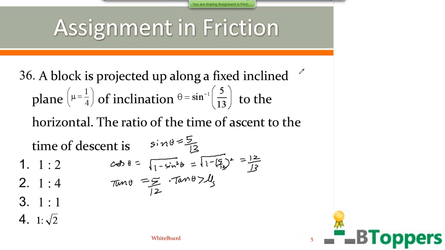Refer to the class notes, in case you copied the notes. I told you to copy the notes for motion down the rough inclined plane. The ratio of the time of ascent to the time of descent, which I have discussed, is given by root of tan theta minus mu by tan theta plus mu.